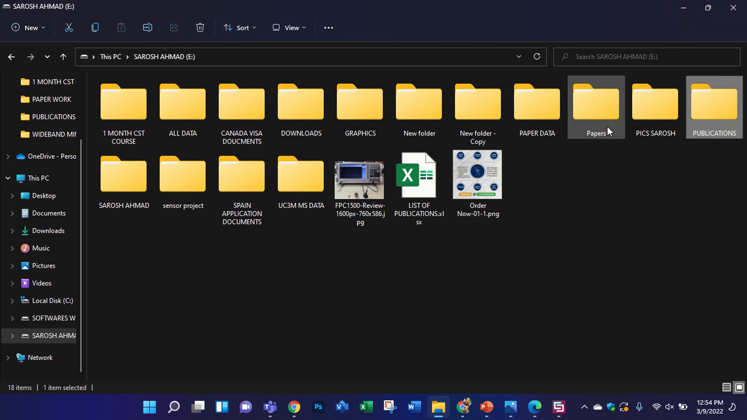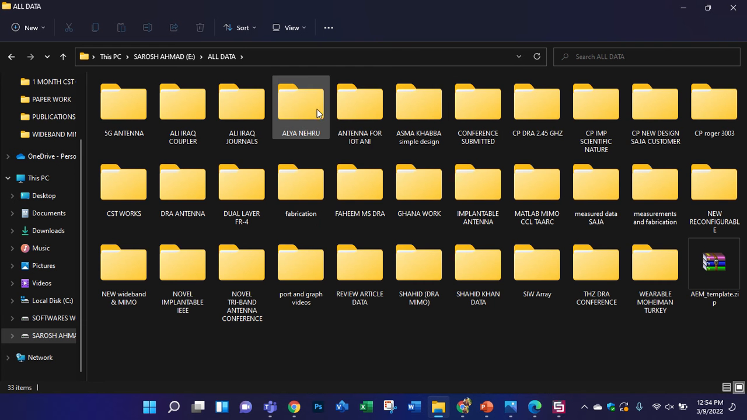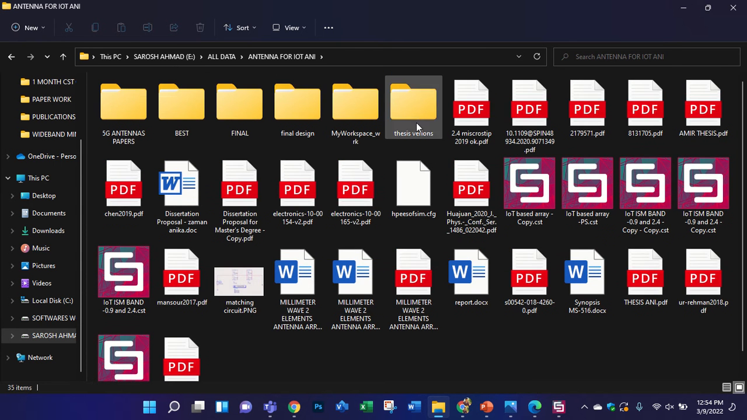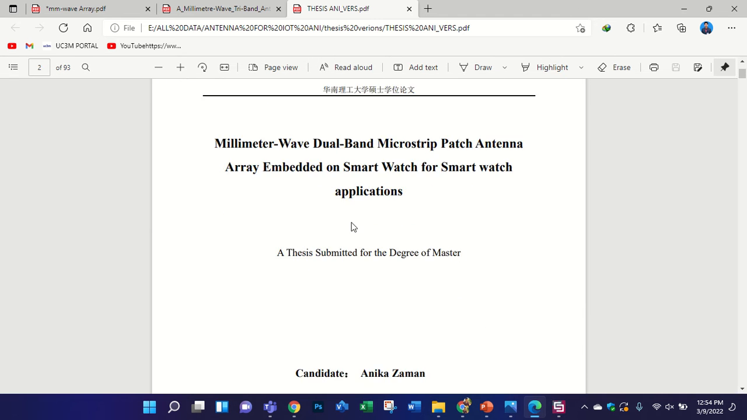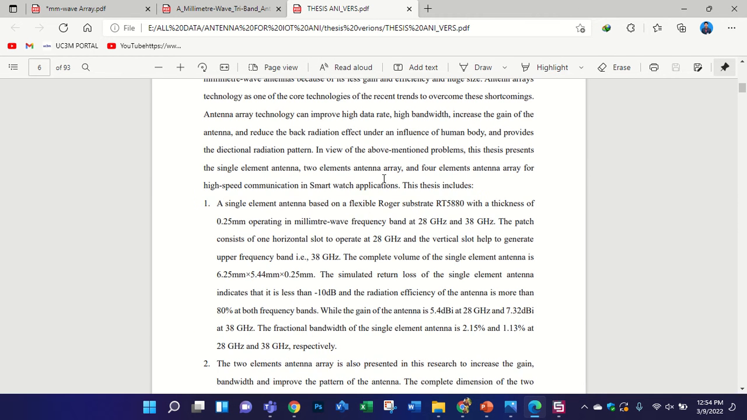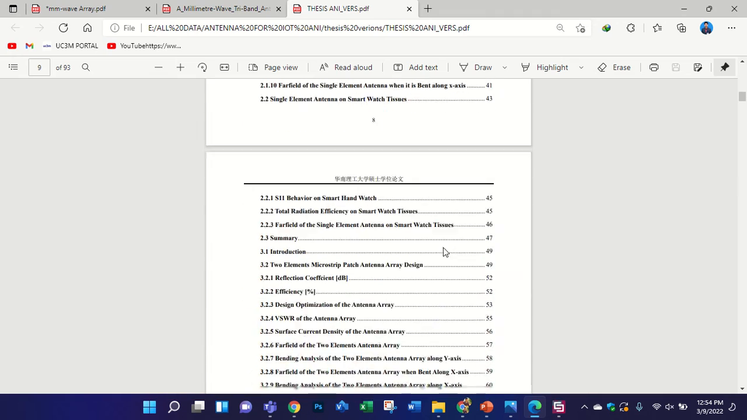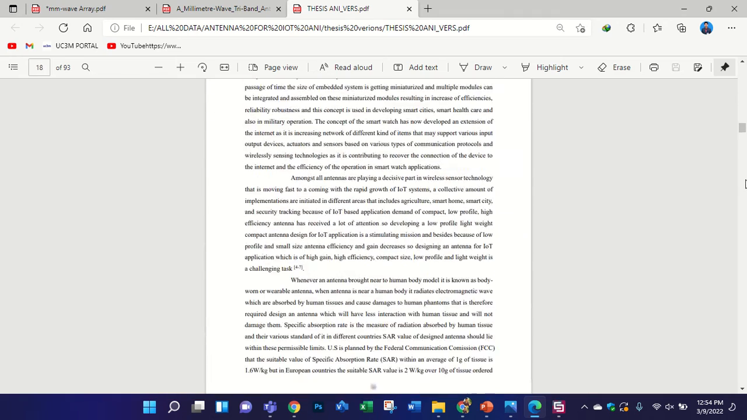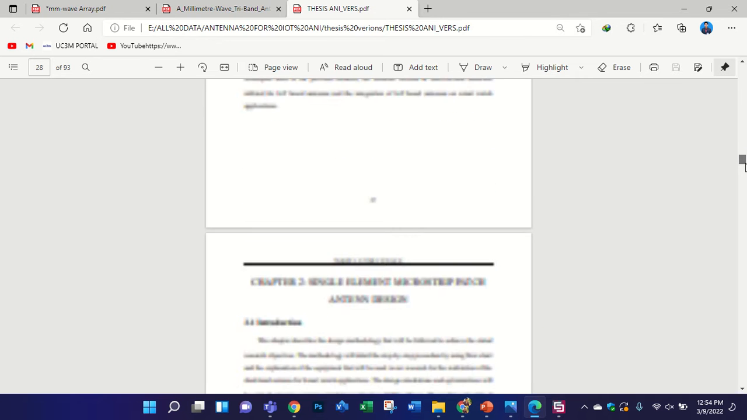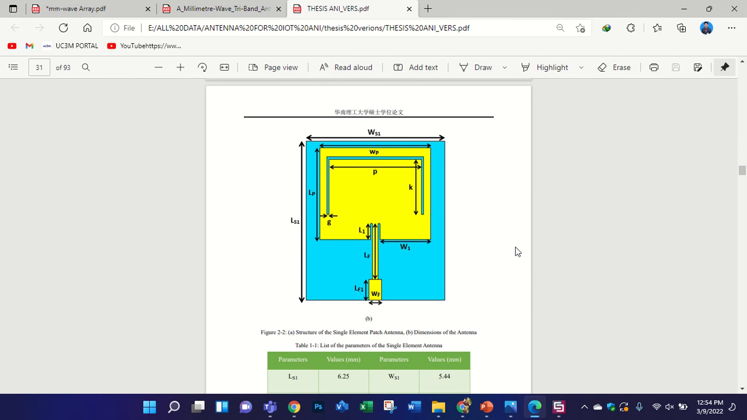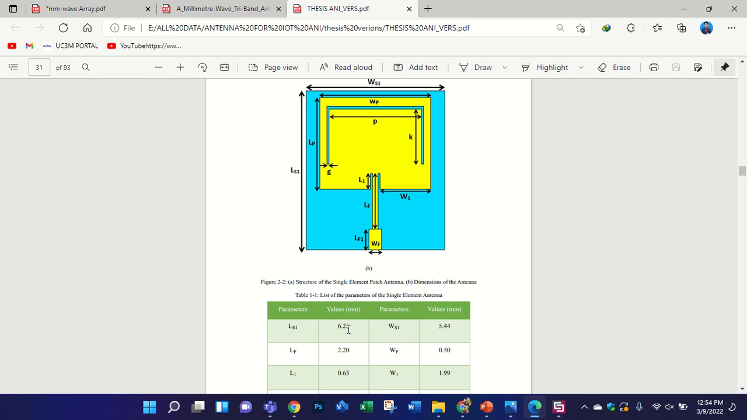I will show you some thesis, which is this one. This is a simple antenna element. This is a simple antenna element, and it has a length of 6.25 millimeter and a width of 5.44 millimeter.